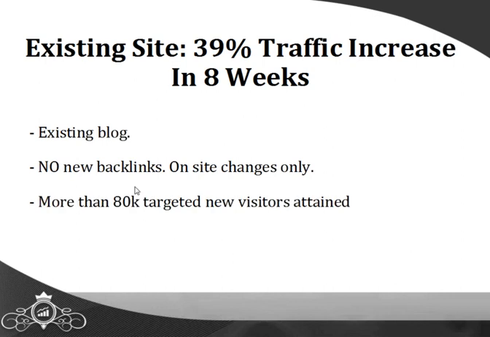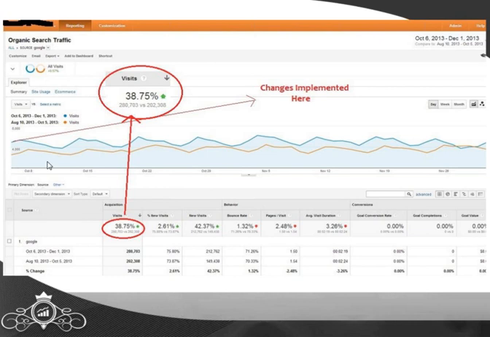This site was able to use that stuff to generate 80,000 targeted new visitors in that period of 8 weeks. Here's the shot. So this guy had a good site. He was getting a lot of traffic to begin with, but things just rocketed after we started implementing this stuff. It happened at the beginning of this period, and you will see that over the course of that 8 weeks, it increased 38.75%, which represented 80,000 visitors to this guy.